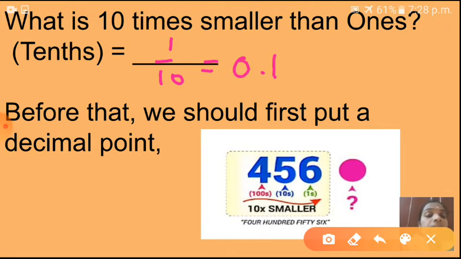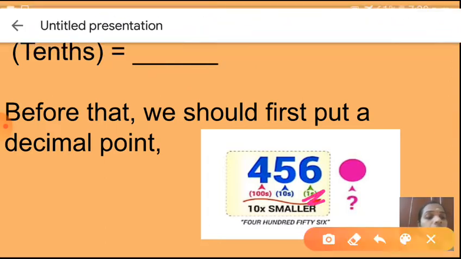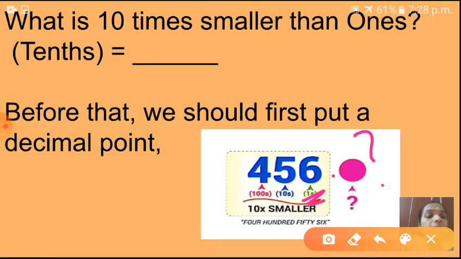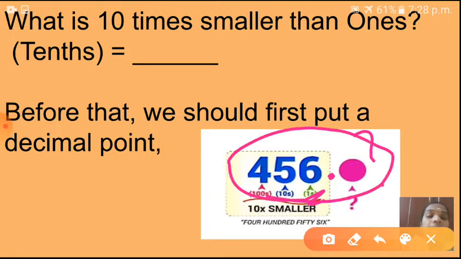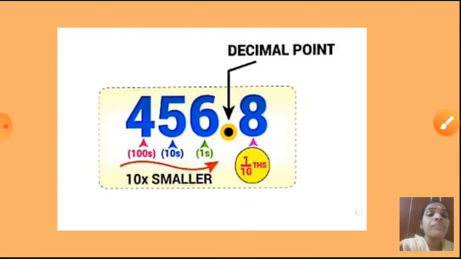Isn't it, children? See here, next step. Before that, we should first put a decimal point. After the ones place, if you want to write any number here in between, you have to put a decimal point. Understood, children? That number is called what? Decimal number. So I hope you understood now the place value of a decimal number. In the next slide also we are going to see that same thing.